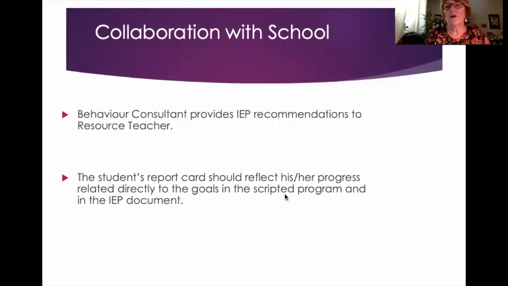The student report card, it would be nice if they reflect the progress of the goals that are in these scripted programs. Sometimes school districts only want to put 5 or 6 goals when the behavior consultant will have 30. In fact, they'll have 30 programs running, no problem. But the teacher and their report card, sometimes they only want to put on the report card some of these goals. Again, that's not that important. What's important is you know what your child is covering in school, what are they working on, and what do they need more work on, and how are things going.